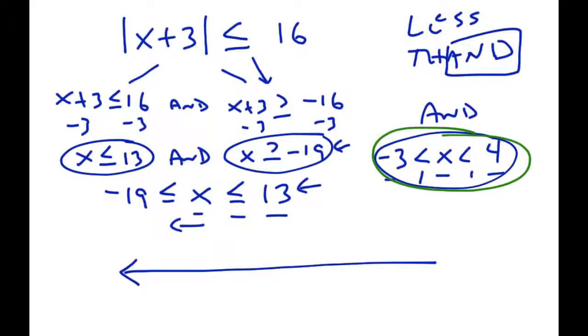Once again, if I graph this, just like we graphed these kinds of problems before, let's make a real simple number line. 0, there's positive 13, there's negative 19. Since there's an equal to part, I'm going to put a dot on 13, and it's going to be going this way, less than. I'm going to put a dot on negative 19, and it's going to be going this way, so it ends up being a segment connecting them.